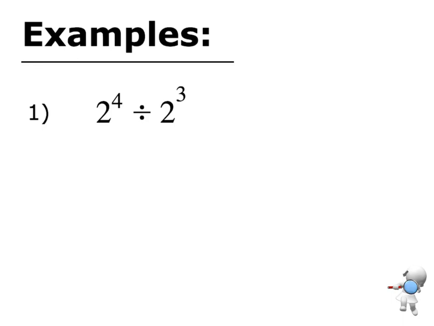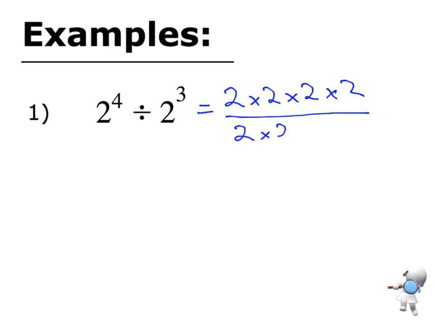And I'm just going to do this one expanded out and then the other one's shortened using the rule. So this 2 to the power of 4 means 2 being multiplied by itself 4 times, divided, and I'm just going to write this as a fraction, just so it's easier for me to show you this. Then that's divided by 2 to the power of 3, which means 2 being multiplied by itself 3 times.